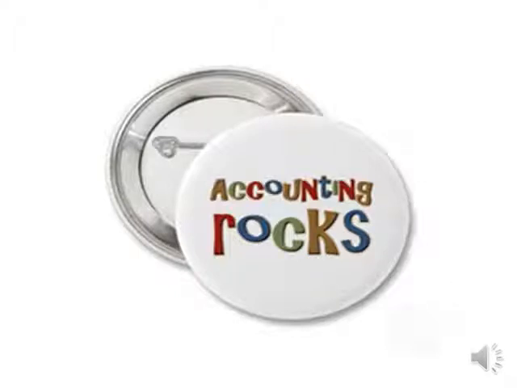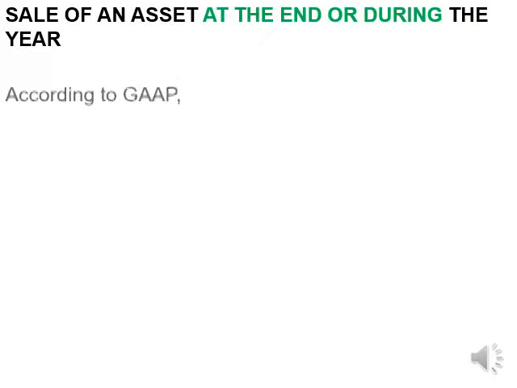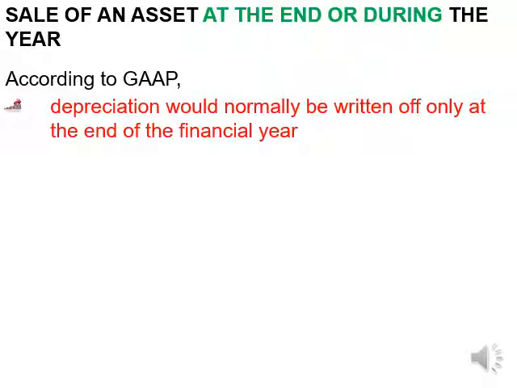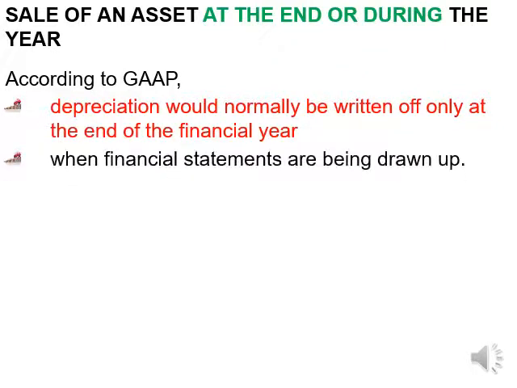Today we are going to look at the asset disposal when it happens during or at the end of the financial year. According to GAAP, depreciation would normally be written off only at the end of the financial year, when financial statements are being drawn up. However, if an asset is sold during or at the end of the year, we must ensure that the vehicle is shown at its correct value. That is the book value on the date of the sale.